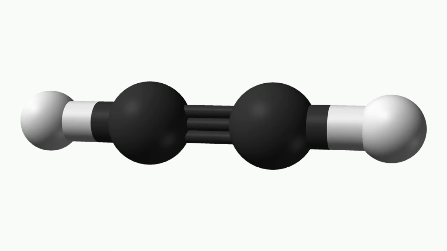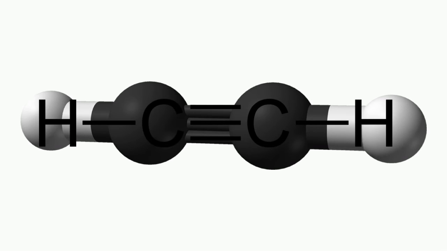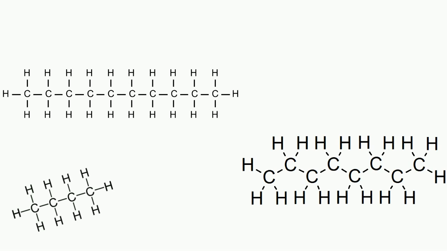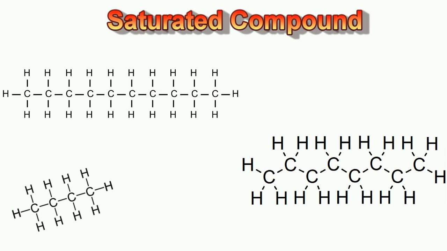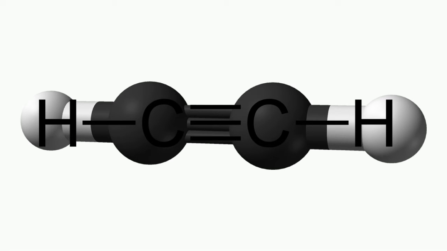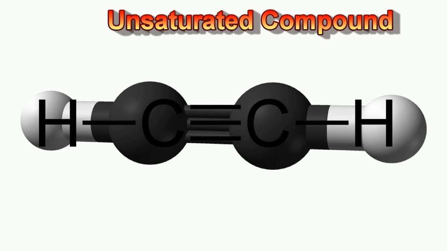Now here 2 carbon atoms are connected with a triple covalent bond. Means each carbon atom can form one more covalent bond, so they get attached with 1 hydrogen atom, so we get C2H2. If carbons are linked with single bonds only, that compound is very stable. We call it a saturated compound. If any compound has a carbon to carbon double or triple bond, we call that an unsaturated compound.